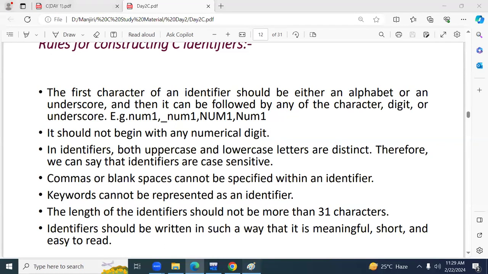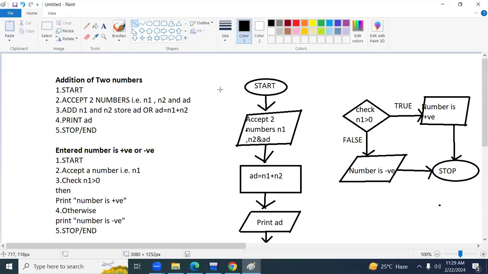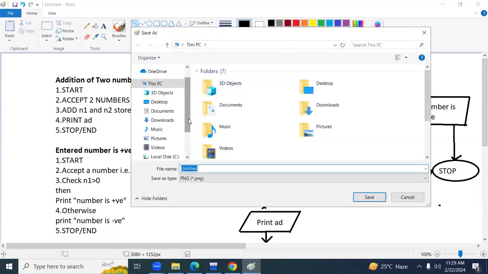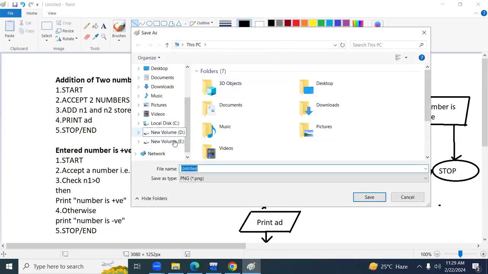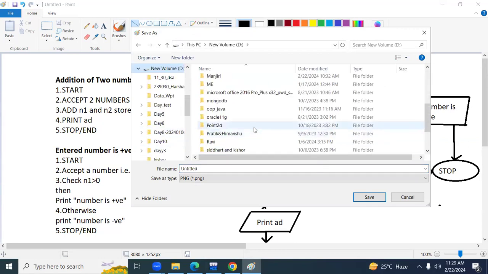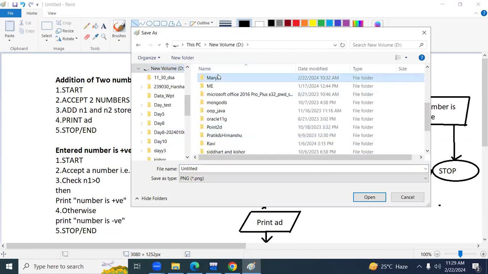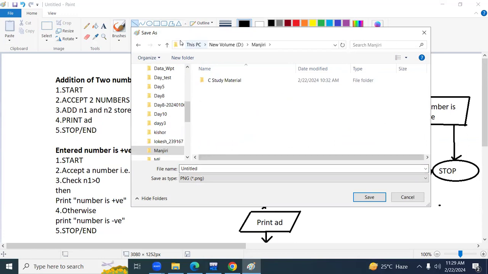First of all, I'll go and save this one. Just a moment. I'm going to save this for you. Give me a second. Okay, I'll just save this for you, just for your understanding.